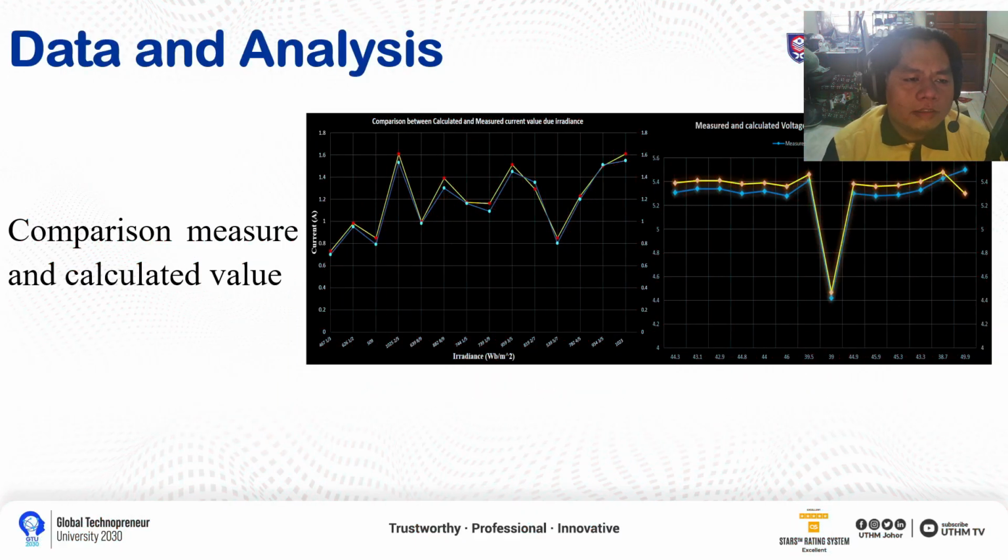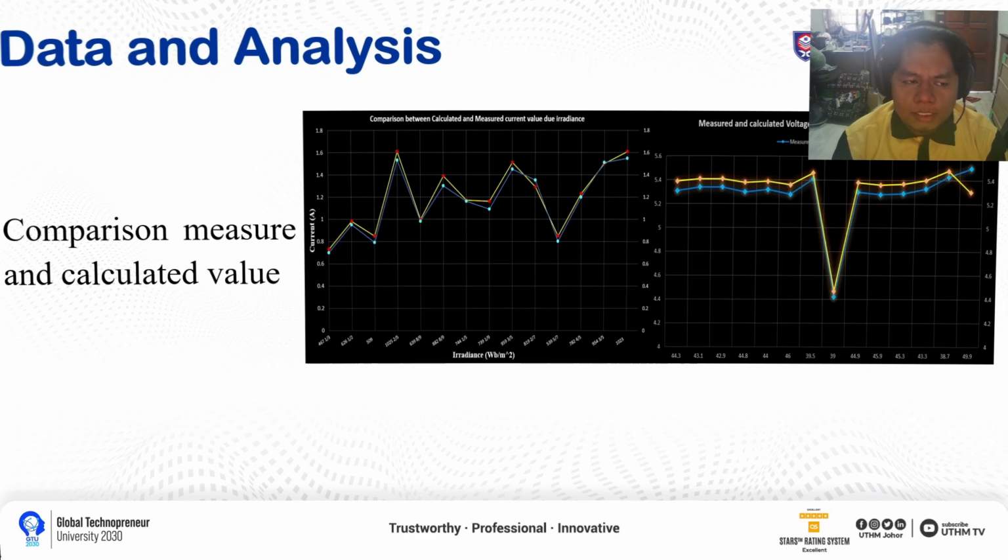So the graph presented is the comparison between the calculated and the measured values for both voltage and current. As you can see, the difference between the calculated and the measured values is below 5%, which is approaching the Malaysian standard for the output of the solar PV system.